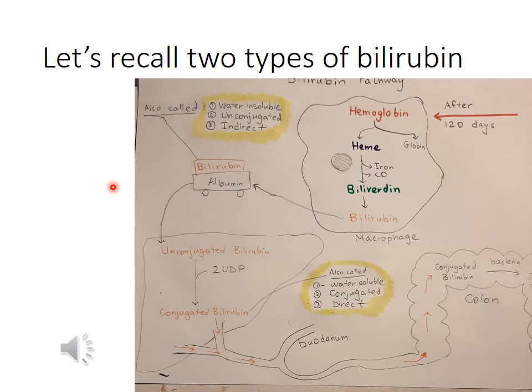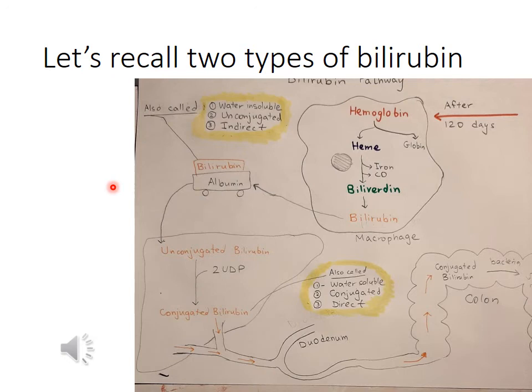Macrophage releases bilirubin into the blood. This bilirubin was water insoluble, unconjugated and indirect, and also toxic. To remove this toxic substance from the body, we have to make it water soluble, which means we have to conjugate it. Liver does the job of converting unconjugated bilirubin into conjugated bilirubin.